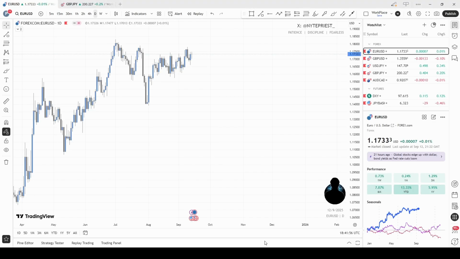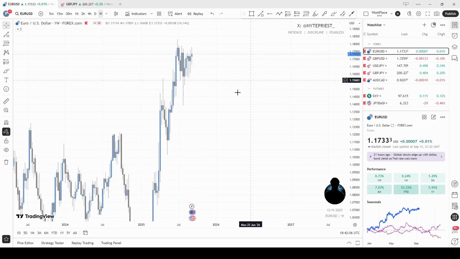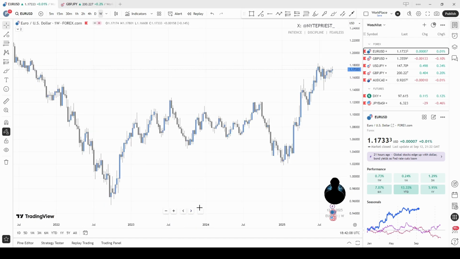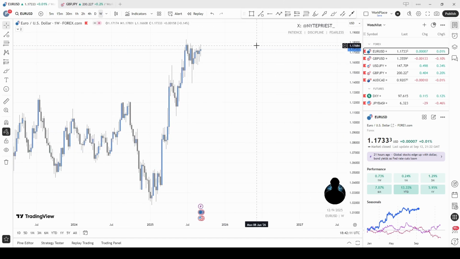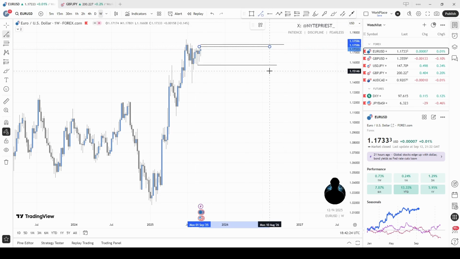This is Ninth Priest, and we'll be having a top-down analysis on EURUSD, GBPUSD, GBPJPY, and AUDCAD. On the top-down analysis, we start from the weekly time frame. Our recent swing low is this, and our swing high is this. Okay, we broke past the previous high, but we closed below it, which opens door to a further downside.